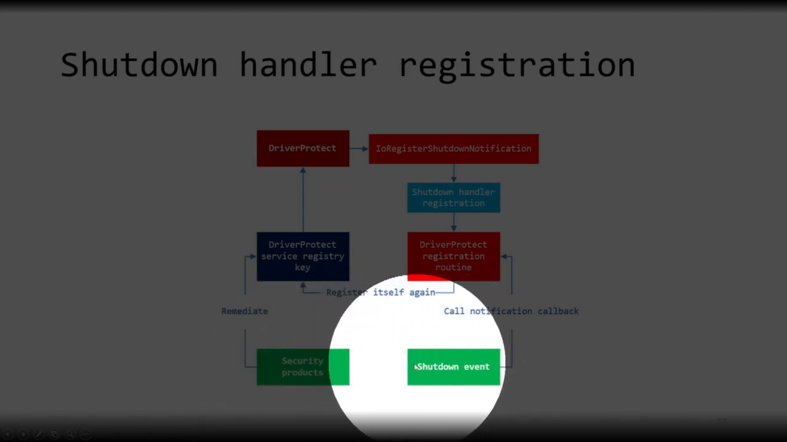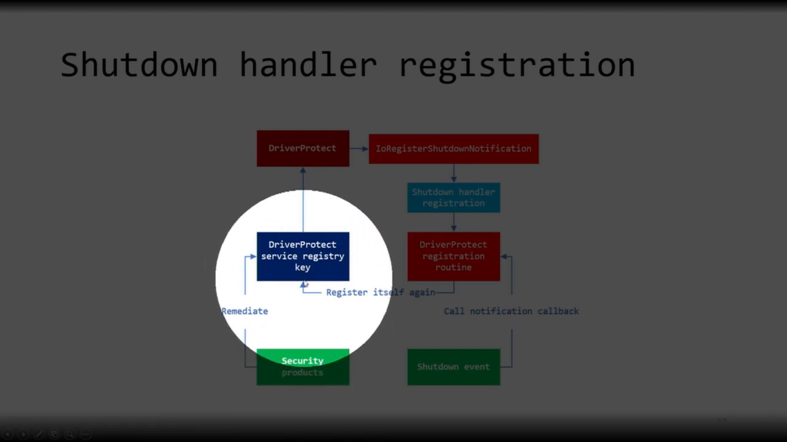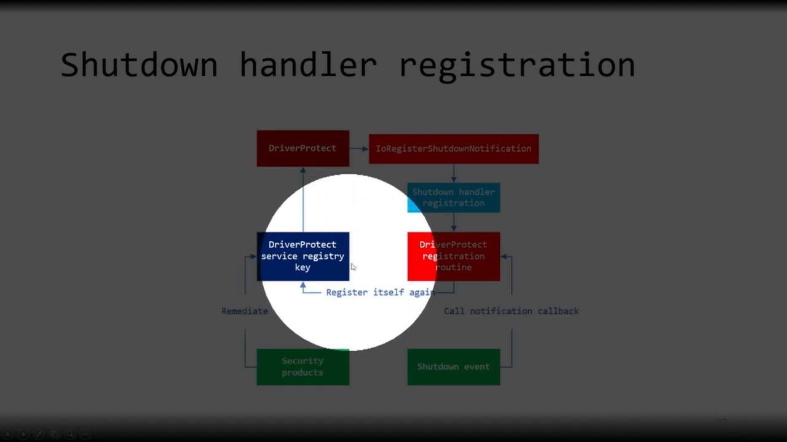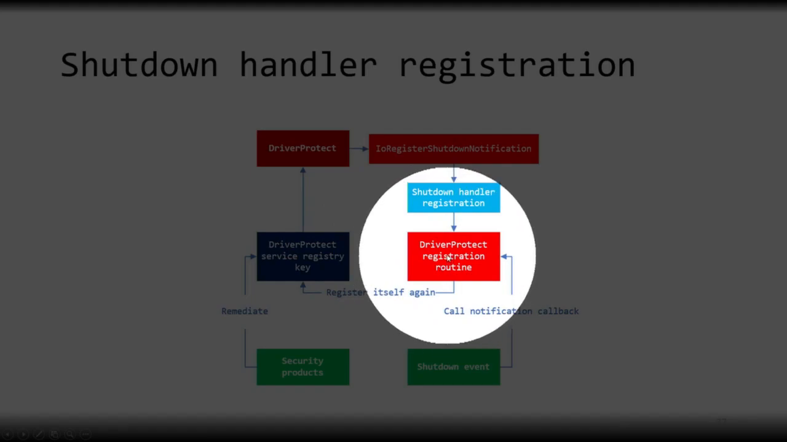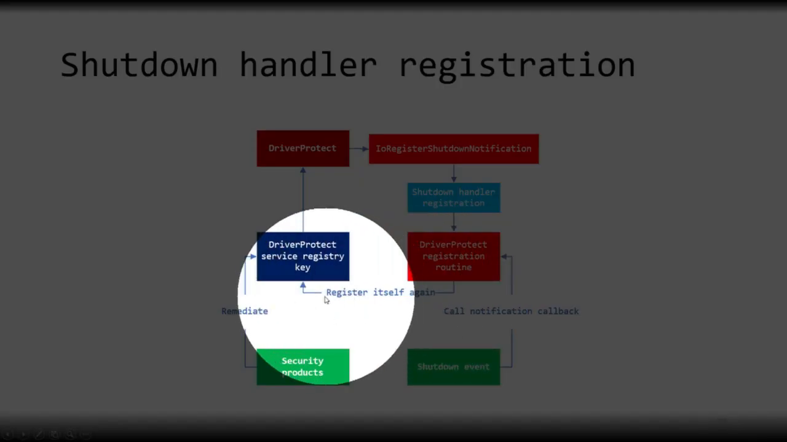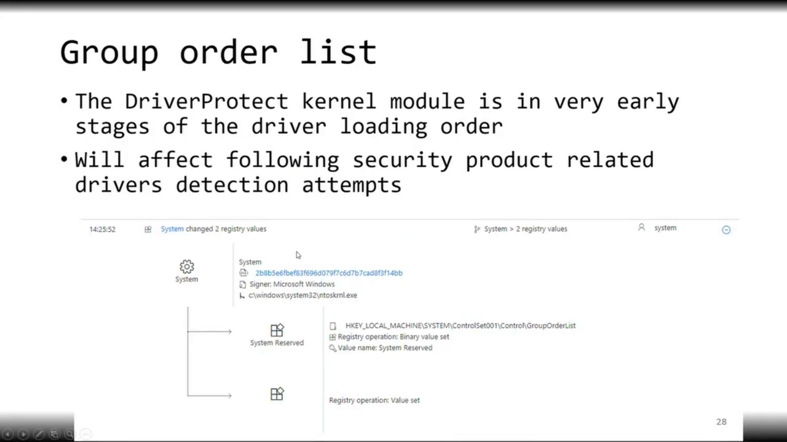But even before the shutdown, maybe some security product tries to uninstall this threat by removing this registry key. But if the shutdown happens, this shutdown handler will kick in again and will register this registry key again. So that is one way they achieve it. This threat is at the end of the system cycle, so whenever the system shuts down, it will register again.